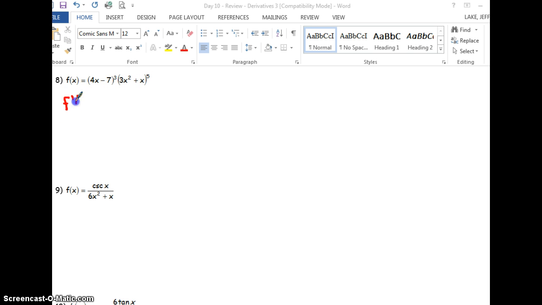When you take the derivative, you're going to take the derivative of the first part first, and to do that, you need to use your chain rule. So this is going to be 3 times (4x minus 7) to the second, times the derivative of the inside, which is just going to be 4. You multiply that all by the second one, which stays the same, (3x squared plus x) all to the fifth.